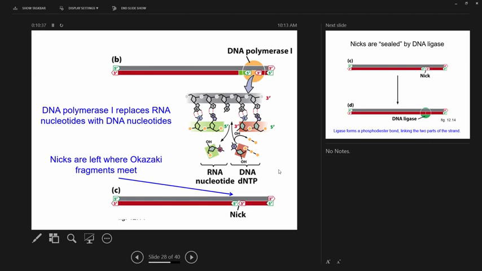Problem is, you're left with a nick at the end, right? And a nick is just a single-stranded DNA break. So this strand that was the template has a solid sugar phosphate backbone all the way across.